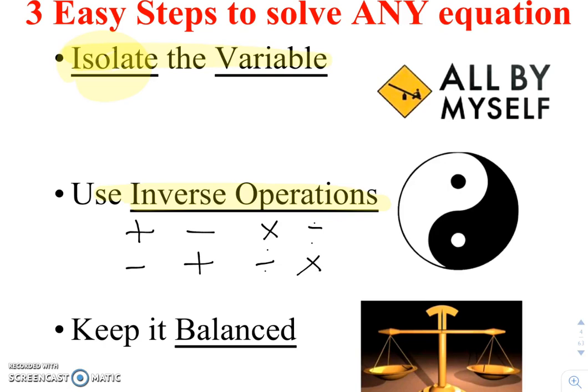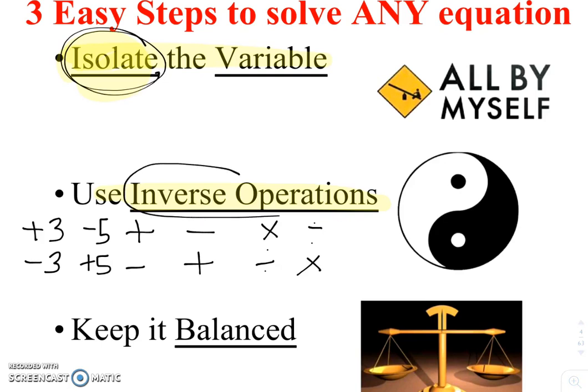Inverse operations. Think of it this way. If you add 3 and then take away 3, you're left with nothing. If you subtract 5 but then add 5, you're left with nothing. So we're going to isolate the variable, get it all by itself. How do we do that? We're going to use inverse operations to get rid of whatever numbers might be alongside of the variable.